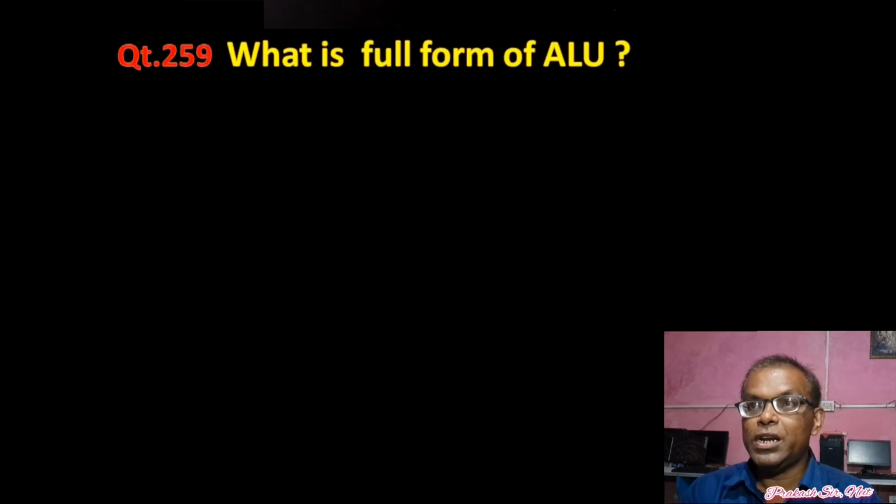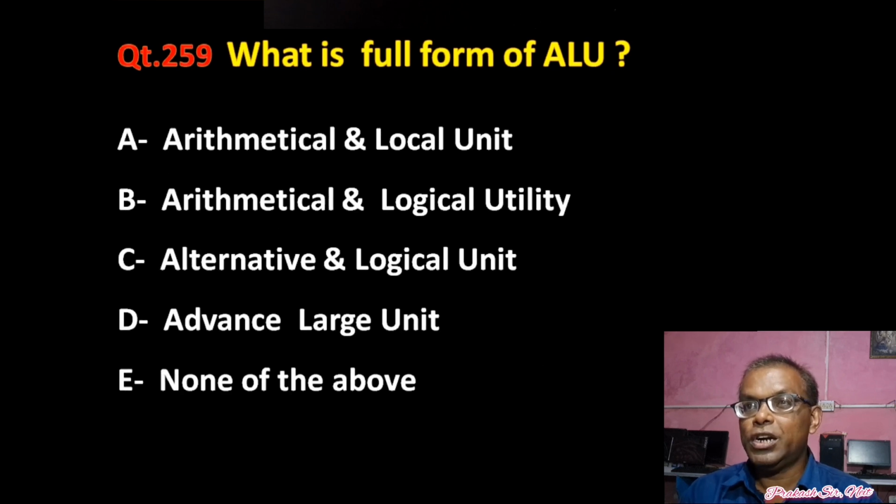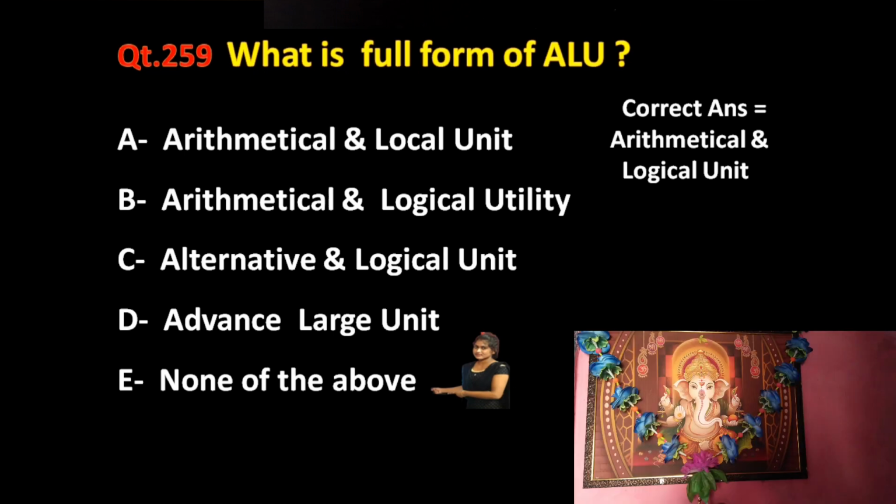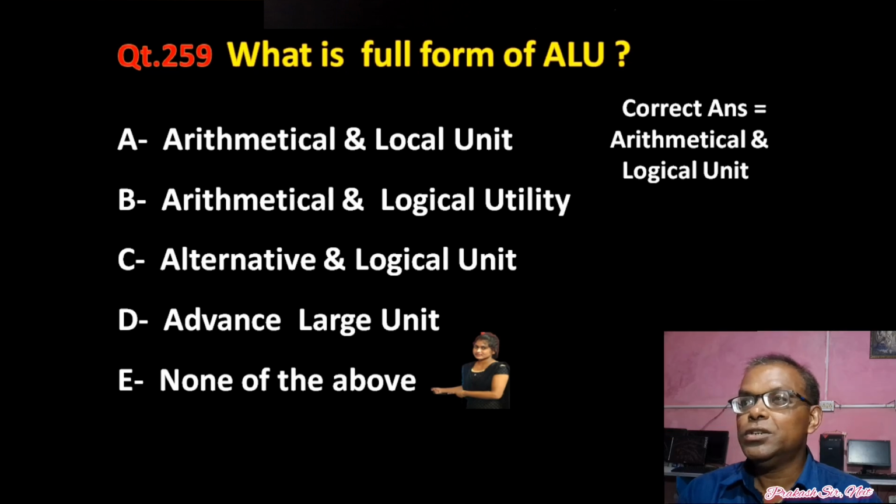Question number 259. What is the full form of ALU? The alternatives are arithmetical and local unit, arithmetical and logical unit, arithmetical advanced large unit, and none of the above. The correct answer is arithmetical and logical unit. The real answer is arithmetical and logical unit.